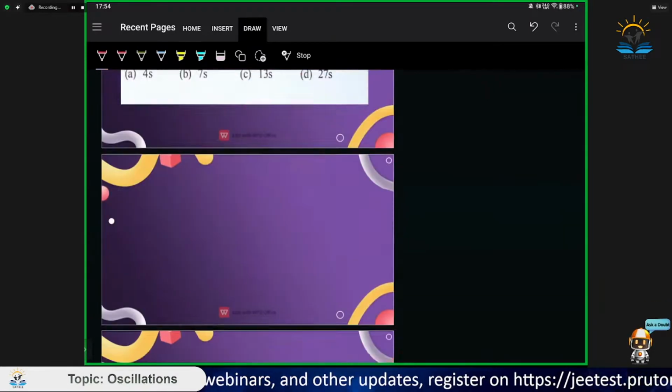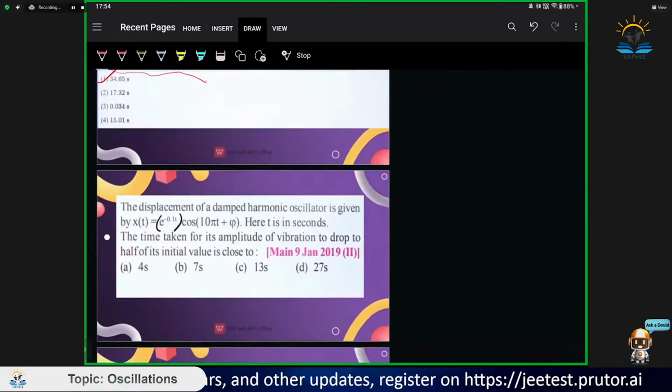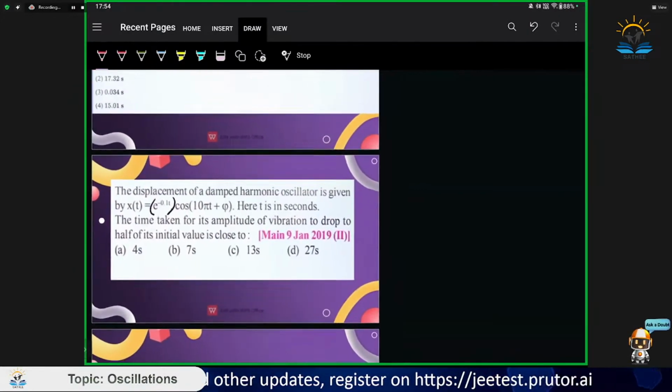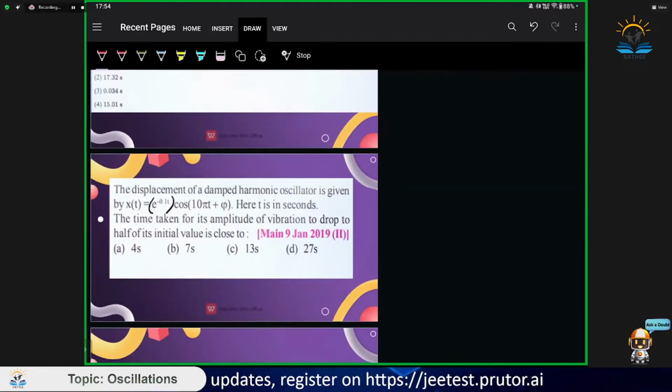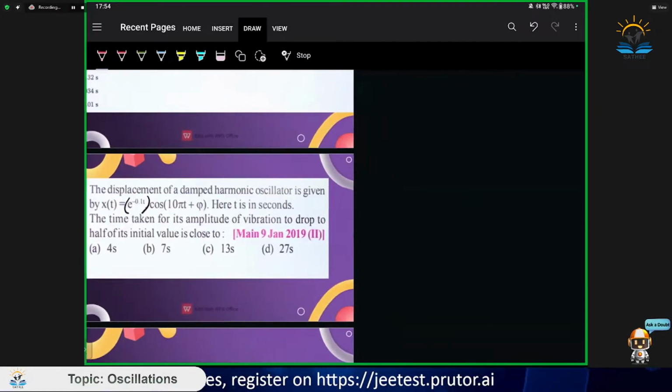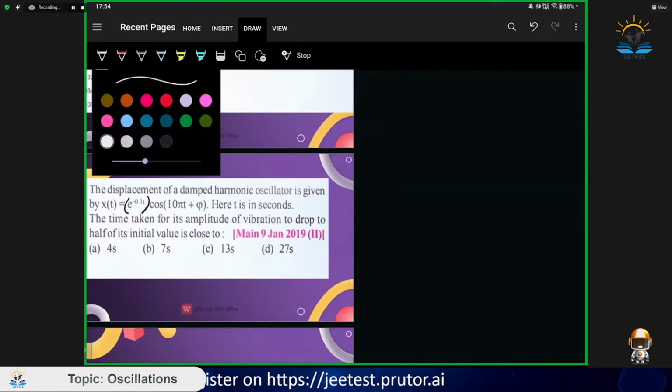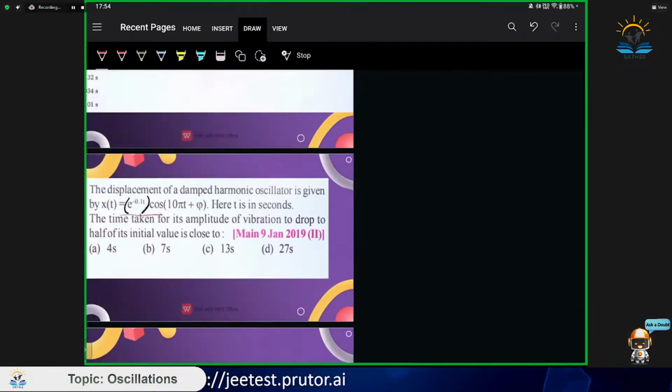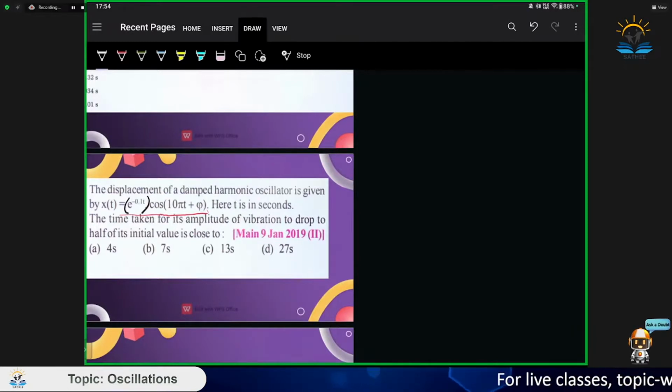Here we have the last question, again from damped oscillation. The displacement of a damped harmonic oscillator is given by x equal to e raised to minus 0.1 t cos of 10 pi t plus 5, where t is in seconds. The time taken for its amplitude of vibration to drop to half of its initial value is close to.